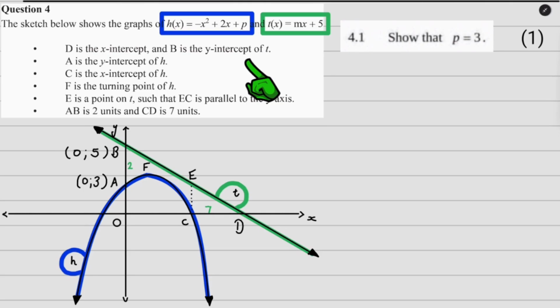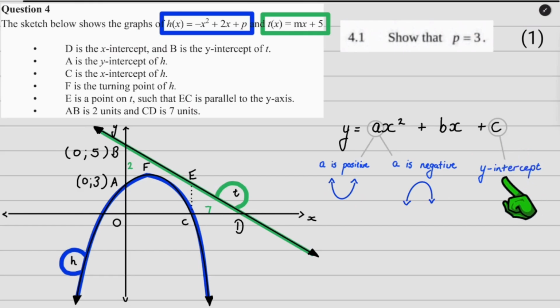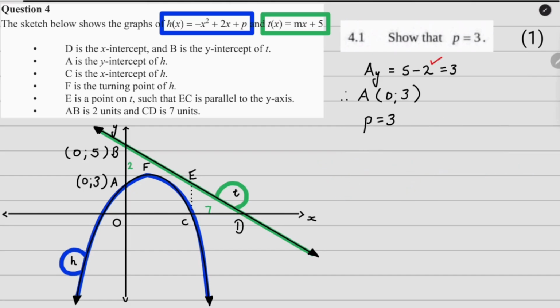Or if you know standard form for a parabola, then this number at the end, the c value, or in this case the p value, represents the y-intercept. And I have the y-intercept, it's 3. So we can just conclude that P equals 3. Geez, I had to work very hard for 1 mark there. And for the mark in this question, we don't get a mark for P equals 3 because they gave that to us. We only get a mark for showing how we got the coordinate of A, and we said 5 minus 2 to accomplish that.